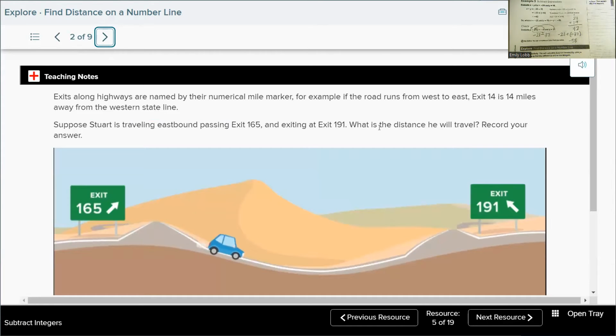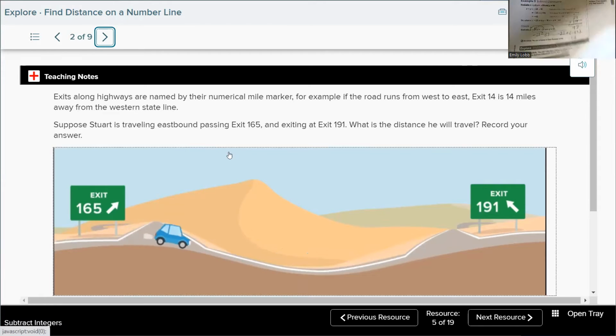So exits along highways are named by their numerical mile marker. For example, the road runs from west to east. Exit 14 is 14 miles away from the western state line. So they probably worded that a lot better than I just explained it. So suppose Stuart is traveling eastbound, passing exit 165 and exiting at exit 191. What is the difference he will travel?